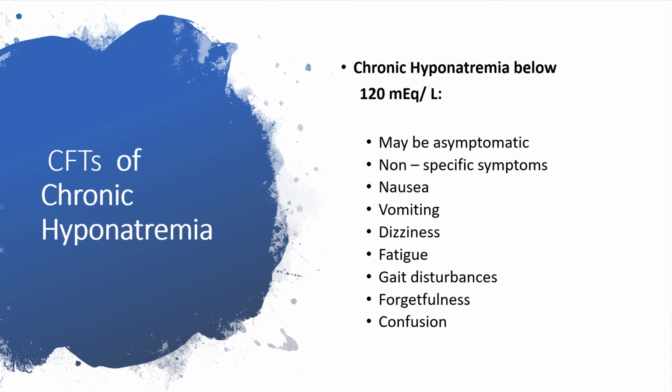In chronic hyponatremia and below 120 milliequivalent per liter, it might be asymptomatic. Remember, I've said it's chronic, right? And even when it is symptomatic, it might be non-specific. I might be dealing with nausea, vomiting, dizziness, fatigue, gait disturbances, forgetfulness, and confusion. So in that elderly man having confusion and forgetfulness, it's not all the time that it will be dementia. No. It could be hyponatremia, could be hypoglycemia, could be hypothyroidism, could be vitamin B12 deficiency, could be anything. Okay, we just have to have an open mind, right?